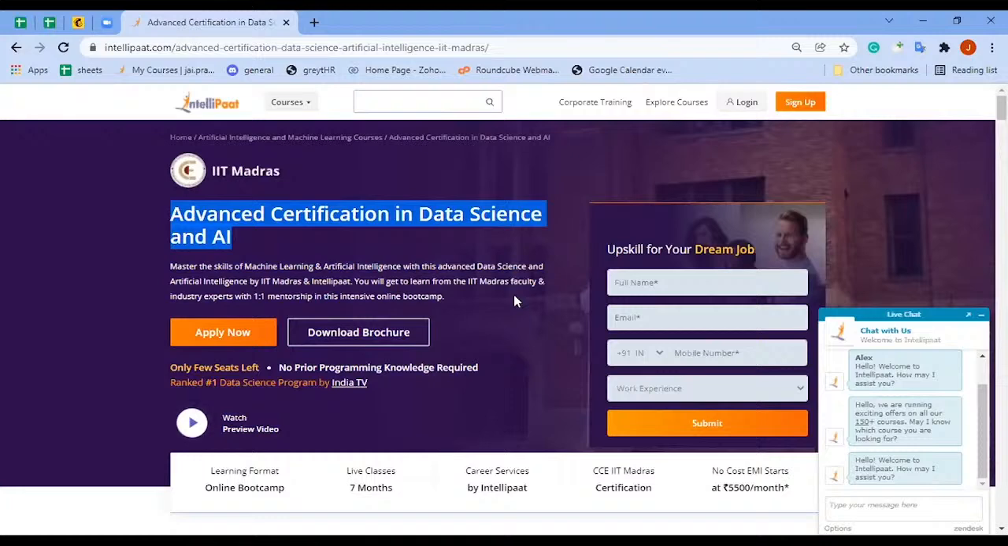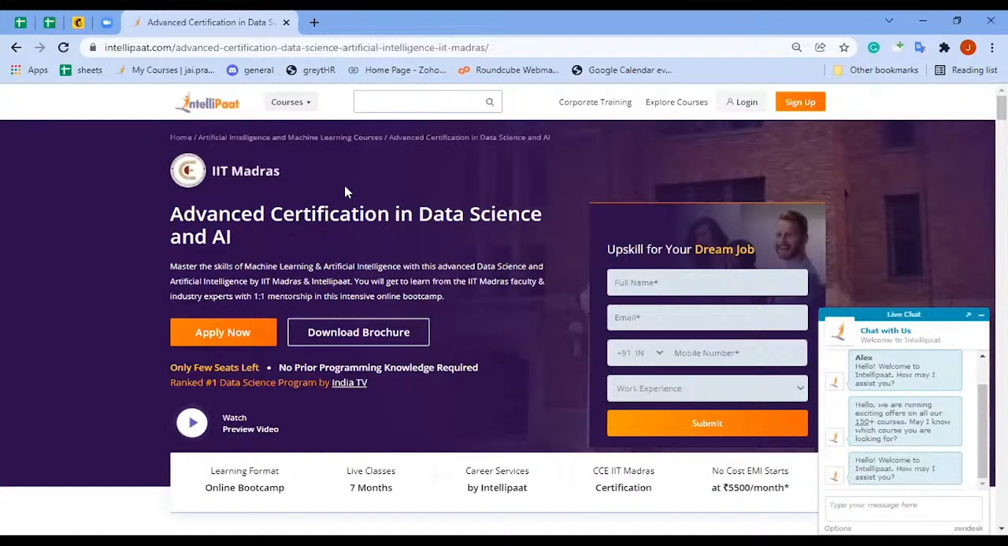So obviously you need to have a globally valid certificate in order to differentiate yourself from a lot of other institutes which are offering this course, right? So the IIT Madras course completion certificate which you get is a verified digital certificate, globally valid, industry recognized. Not only the certificate, even the content is designed in collaboration with IIT Madras. So you're not only getting an industry recognized certificate, you're also getting industry recognized content.